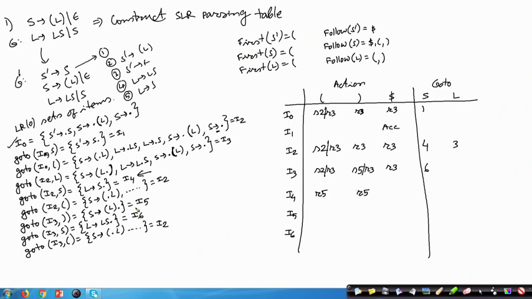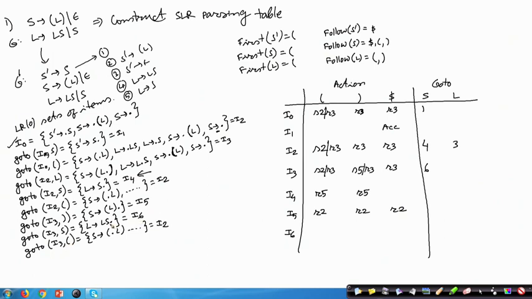Now, come to I5. It has got this particular rule, that is rule number 2, and I have to look into the follow set of S. The follow set of S has got dollar, open parenthesis and close parenthesis. So, there I have to add reduce by rule number 2, reduce by rule number 2, reduce by rule number 2.